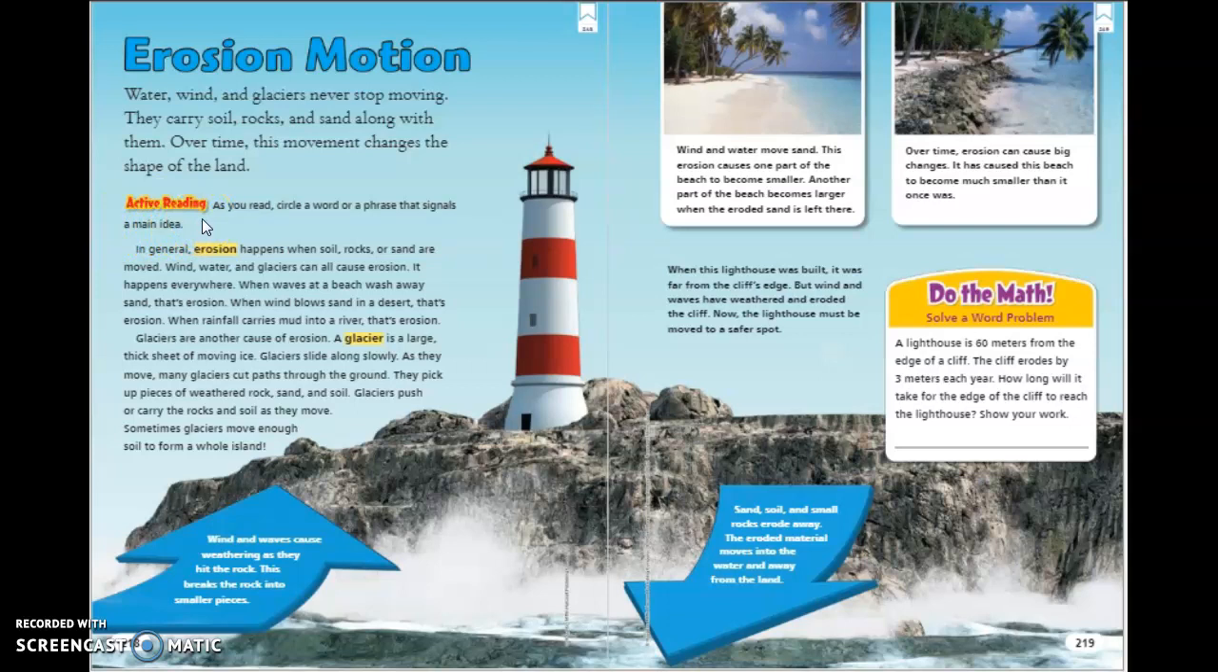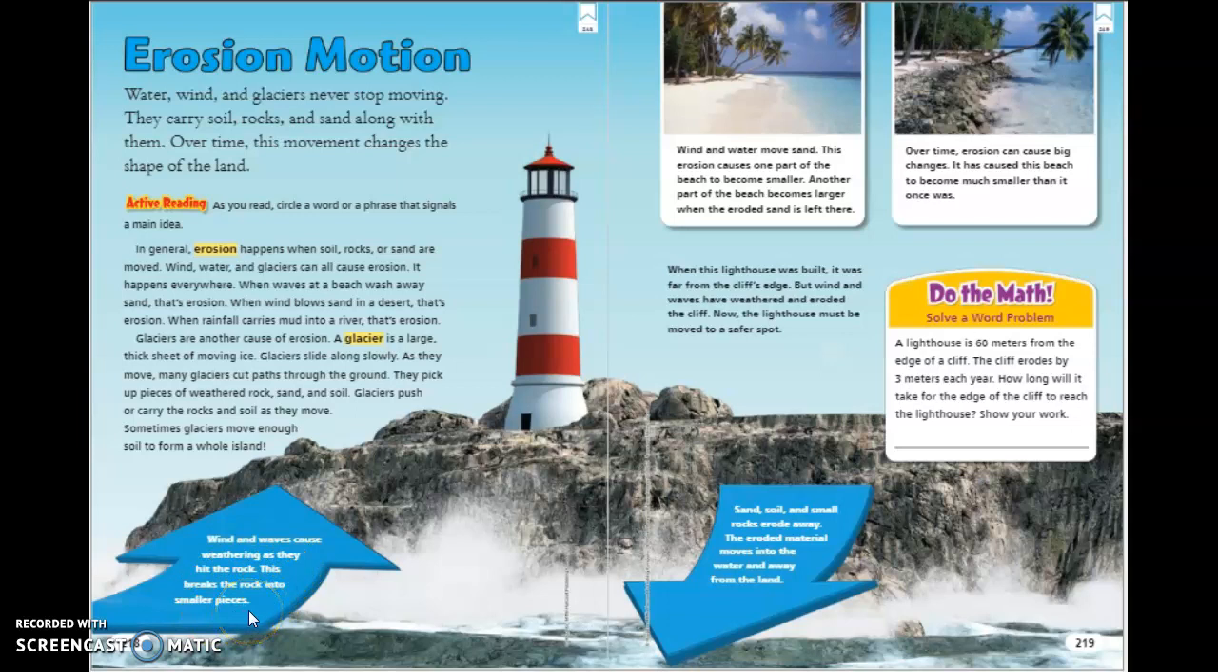The sentence that you should have circled for the main idea is the very first sentence. It says, in general, erosion happens when soil, rocks, or sand are moved. Now let's go to the arrow at the bottom of the page. Wind and waves cause weathering as they hit the rock. This breaks the rock into smaller pieces.